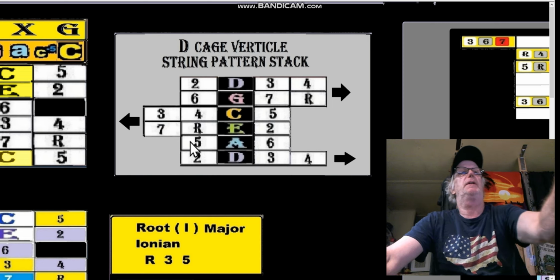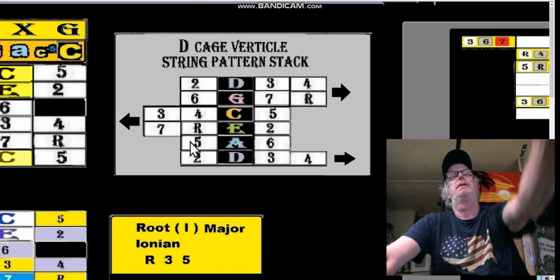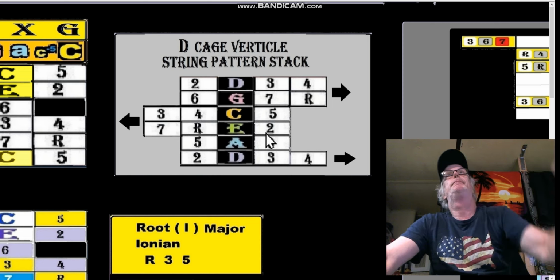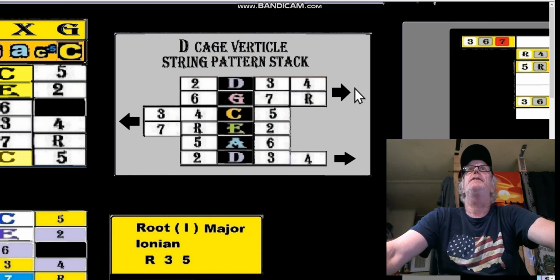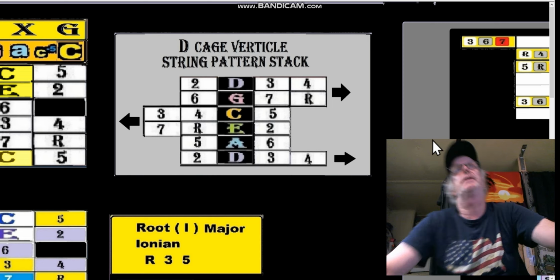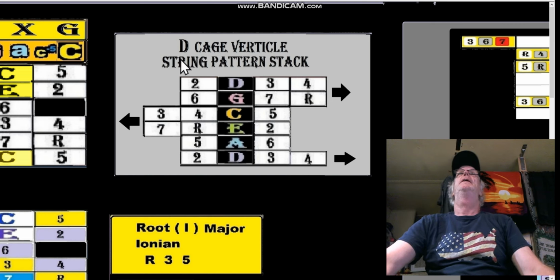That'd be like doing a 6th in the key of C. It'd be going G to E. So these arrows just show you that it's kind of skewed to the right. The D and the G are skewed to the right. The E and the C are skewed to the left. That's it. That's what that pattern stack is.